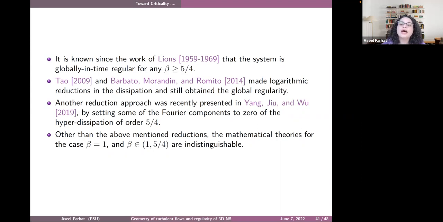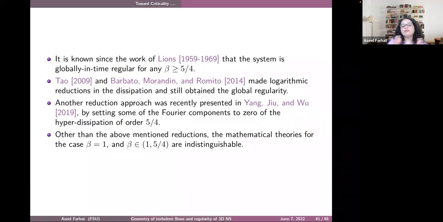Can we do more? Up to now, we only have some reductions, some of them logarithmic in type, like the work of Tao and Barbato and co-authors in 2014. You just move from this 5/4 by a little bit of logarithmic correction. Another way of reduction is to keep the exponent 5/4, but write things in Fourier components, where you don't need dissipation on all the components of the velocity. So for example, in the equation for U1, you keep dissipation on U1 and U2, and so on, so you only keep two at a time in the equations. But the exponent is still 5/4. This is more recent work of Wu and Jiang, Wu and Zhu and Yang in 2019, but as I said, 5/4 still stays.